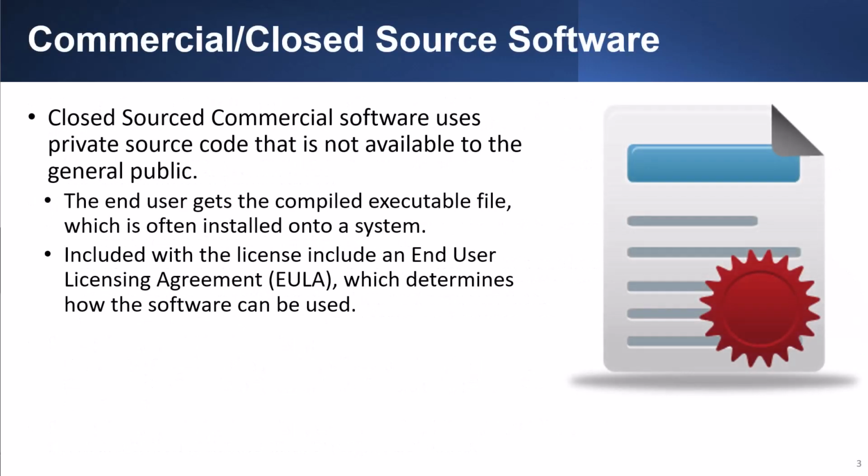Closed source commercial software uses private source code that is not available to the general public. The end user gets the compiled executable file, which is often installed onto a system. Included with the software is an end-user license agreement, or EULA, which determines how the software can be used.